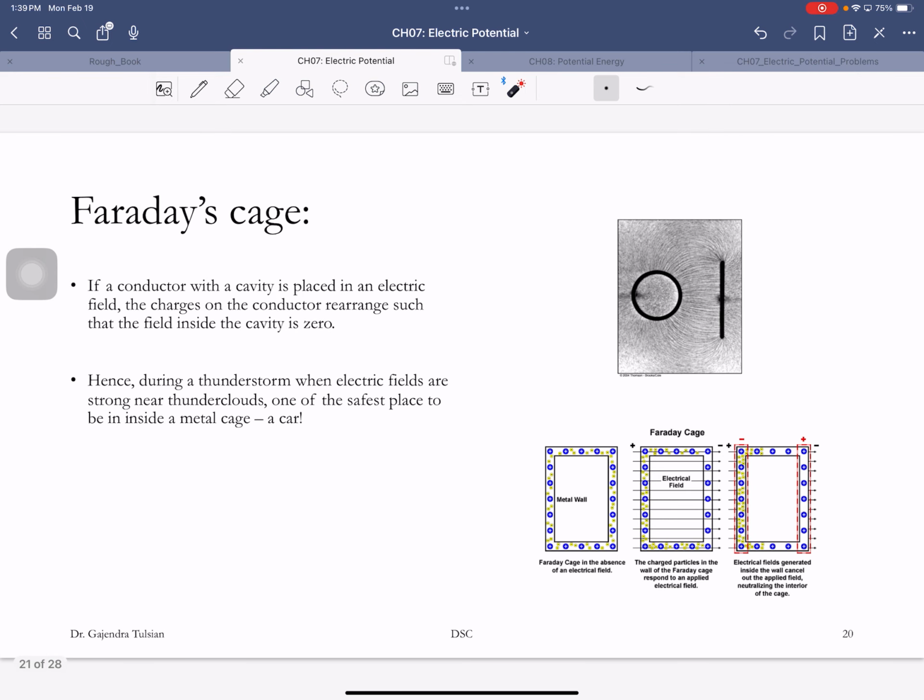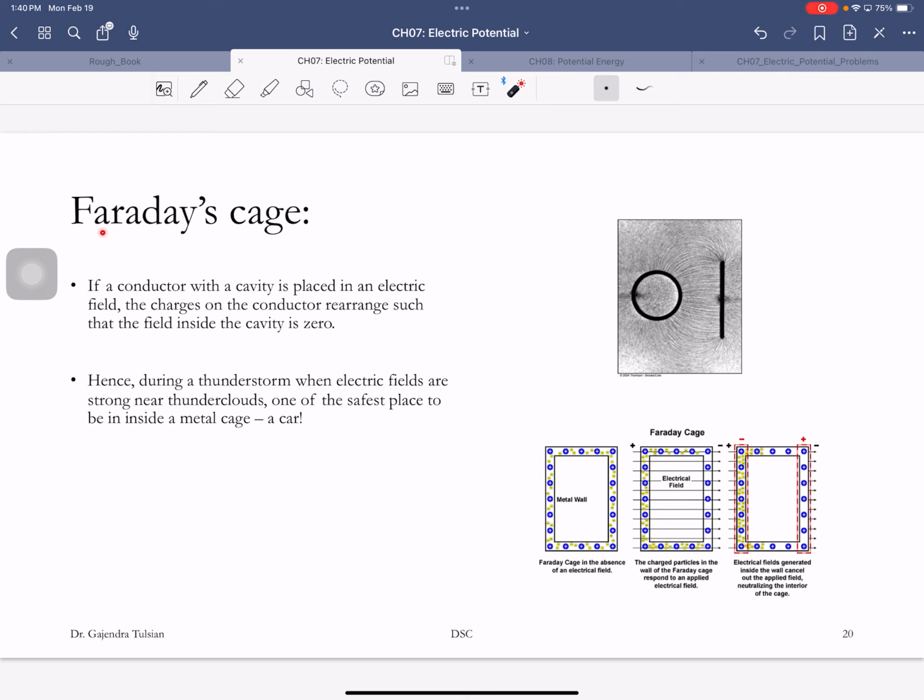Okay, so here's an illustration of this. So these are metal filings that are lining up with the electric field. So inside this metal hollow, there's no electric field. Okay. So here's a metal cage. You introduce an electric field, and the charges rearrange. This end becomes positive, this end becomes negative, and the inside, the electric field goes to zero, and the electric field outside still exists. Okay.